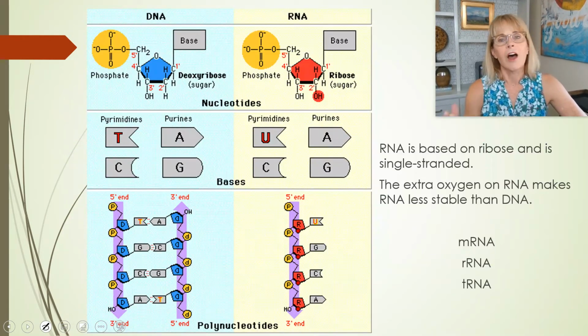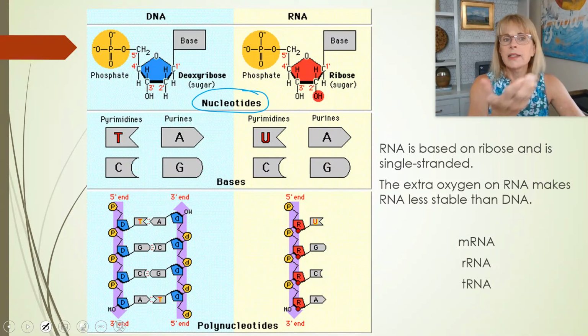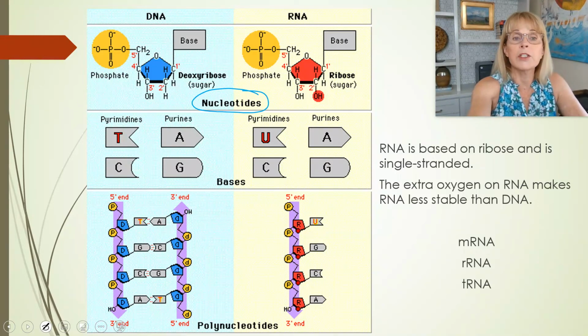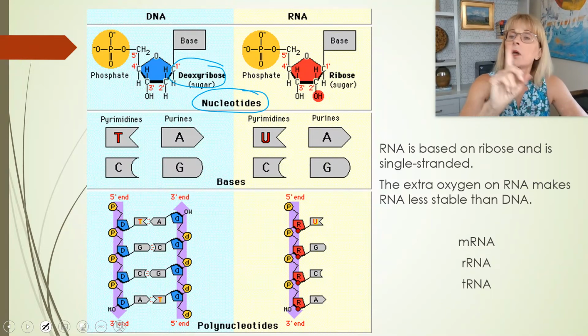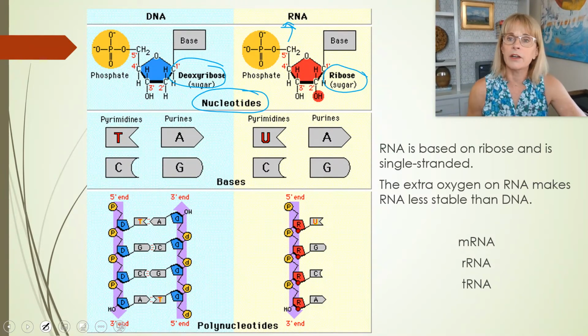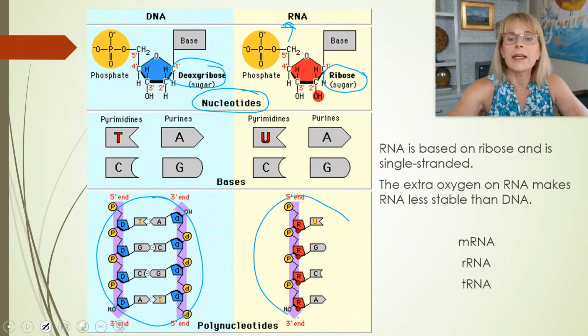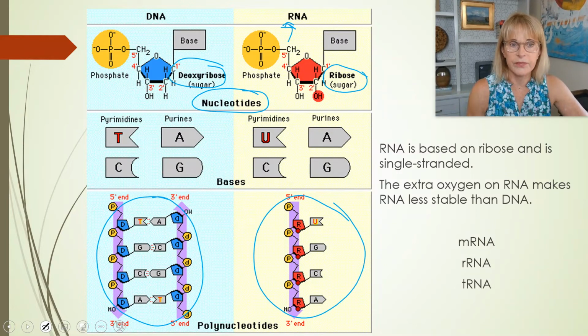All right? RNA. They're very similar. Both DNA and RNA are made out of nucleotides. DNA: phosphate, sugar, base, but the sugar is deoxyribose. RNA: phosphate, sugar, base, but in RNA the sugar is ribose. And the little R at the beginning of RNA stands for ribose. Okay? DNA is double-stranded. RNA is single-stranded.